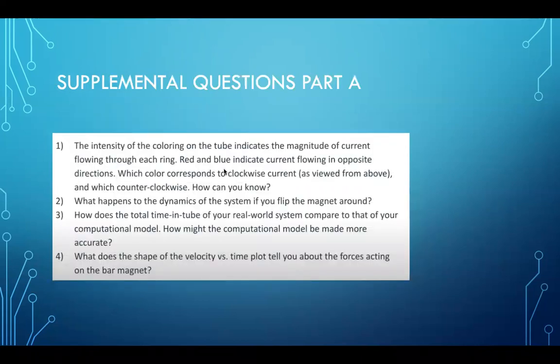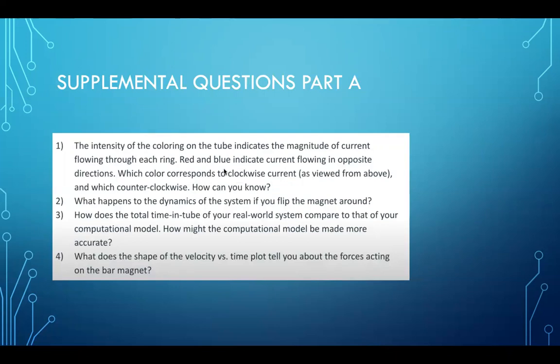Supplemental questions part A. The intensity of the coloring on the tube indicates the magnitude of current flowing through each ring. Red and blue indicate current flowing in opposite directions. Which color corresponds to clockwise current as viewed from above, and which counterclockwise? Clockwise would be red and counterclockwise would be blue. What happens to the dynamics of the system if you flip the magnet around? This would mean that clockwise would become blue and counterclockwise would become red.